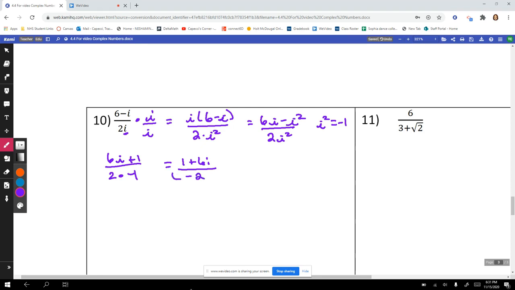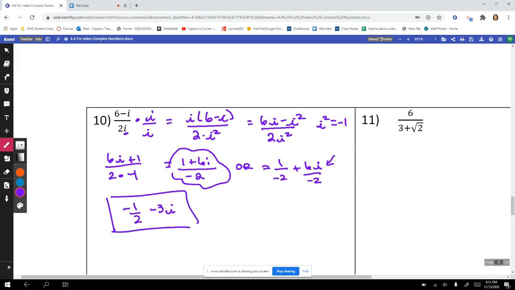So I've seen it this way as an answer, or sometimes they like to split it up, like on standardized tests. So it's going to be 1 over negative 2 plus 6i over negative 2. We can simplify this. This gives me negative 1/2 minus 3i. So either one, you could see from here and there.